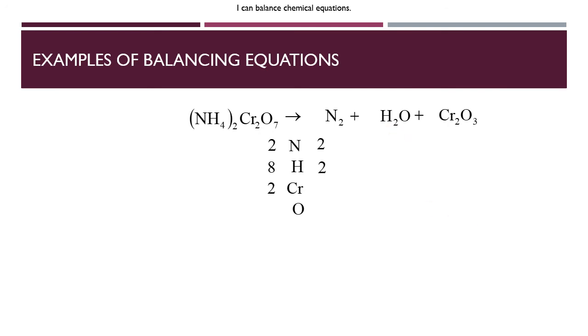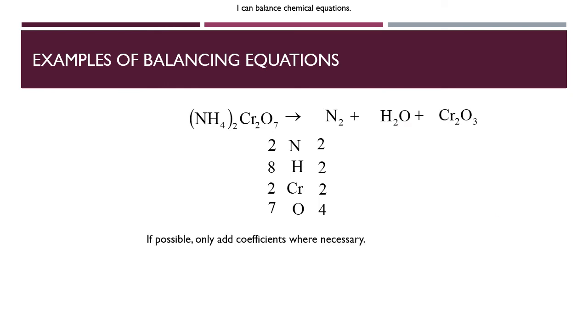I have 2 chromiums on the left right here. I have 2 chromiums on the right here. I have 7 oxygens on the left right here. And on the right, I have 4 oxygens, because notice I have 1 here plus the 3 here, that makes 4.